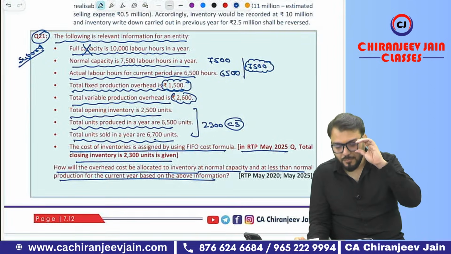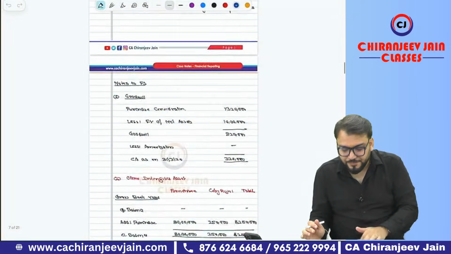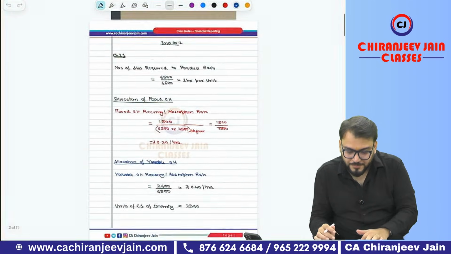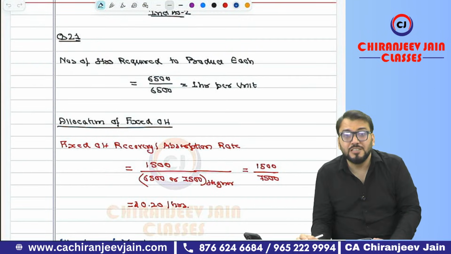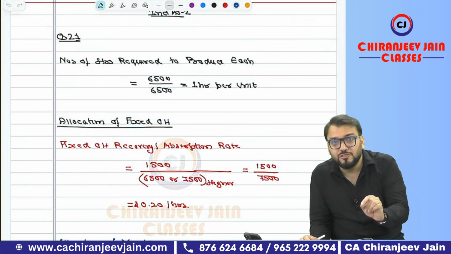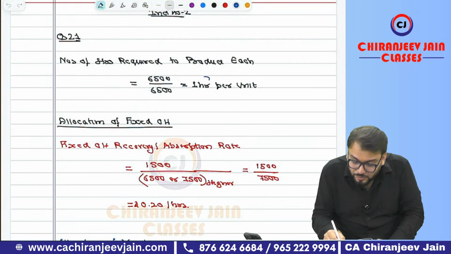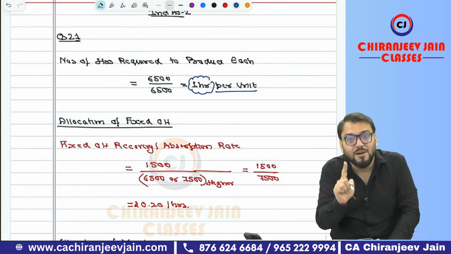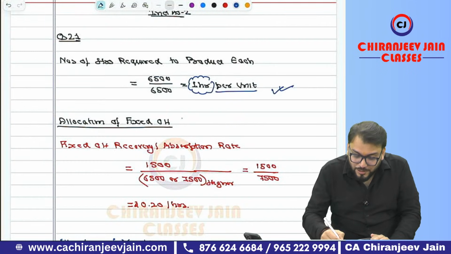This is the question. The question is very easy. So how to solve it? I already have the solution with me, so I can explain with the solution. You can see the number of hours required to produce each unit. What was the total production during the year? 6,500. What was the actual number of hours? That is 6,500. So to produce each unit we want 1 hour per unit. Understood this point? Correct.